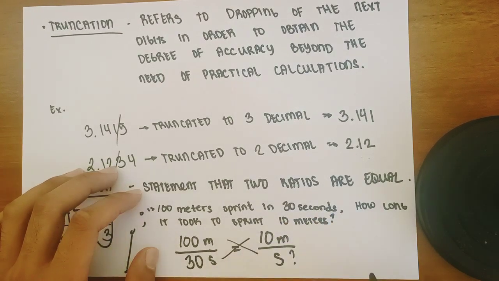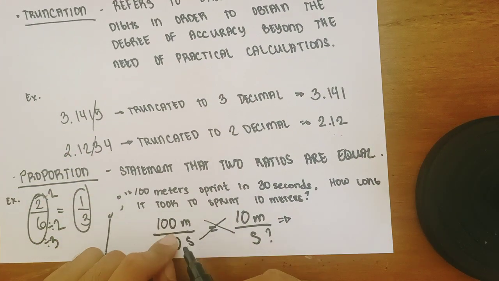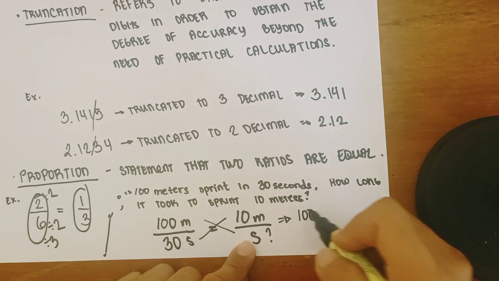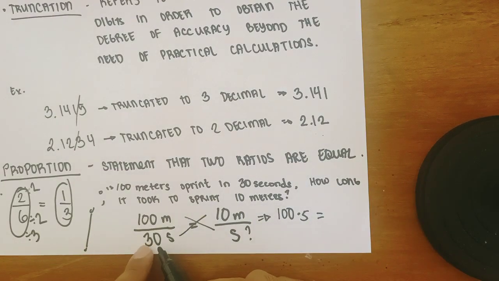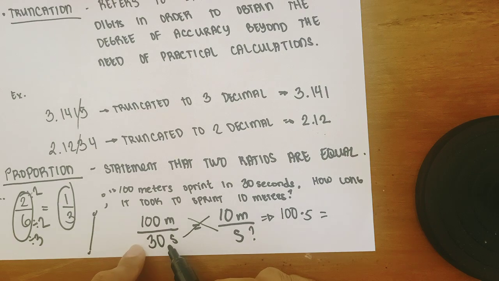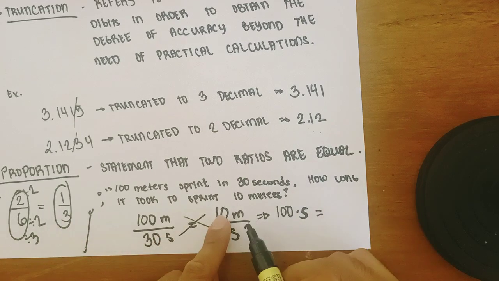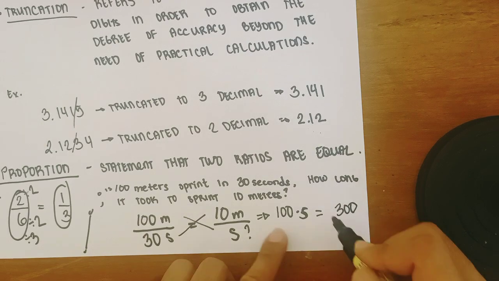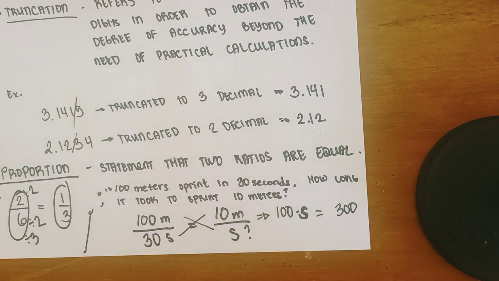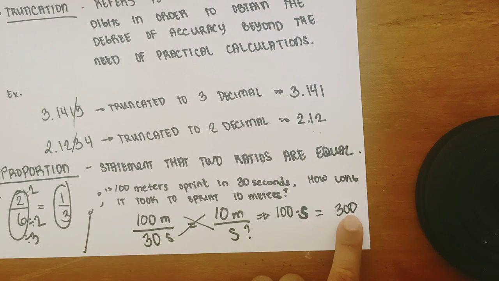We cross multiply. So, it will look like 10 meters times s, for example, equals 10 meters times 30 seconds. Okay? Let's ignore the units. So, 10 times 30, what is that? 300, right? 300. So, we have an unknown here, which is s. So, 100 s equals 300.